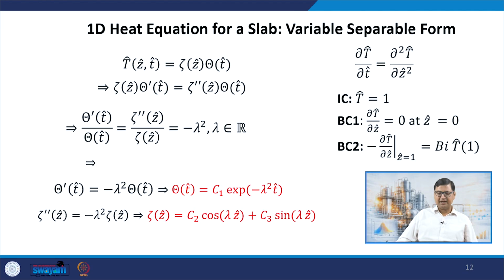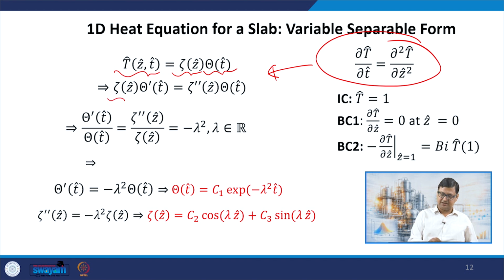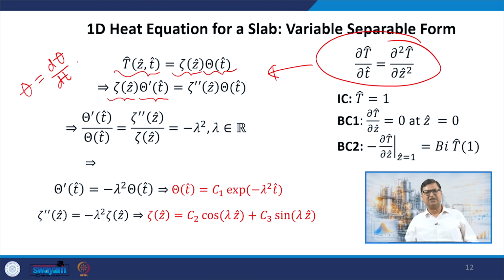Okay? Now I can apply this variable separable form. I can write this T cap as a function of only Z, this is my zeta function, and as a function of only theta. If I plug it into this equation, the left hand side becomes zeta into theta prime, where theta prime is d theta by dt. Keep in mind, I have replaced the partial derivative with the proper derivative. Why is that? Because zeta is not a function of time, so zeta comes out.